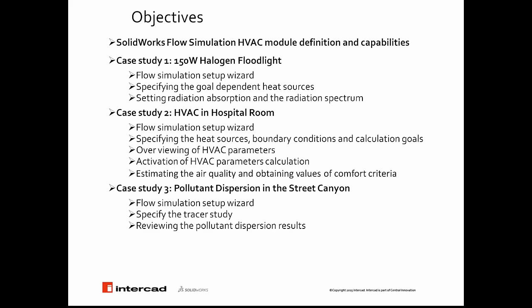The first case study is a 150 watts halogen floodlight. We will learn how we set up a project in Flow Simulation, and the specific highlight in this case study is how we can make goal dependent heat sources, and also how we set the radiation absorption and radiation spectrum.